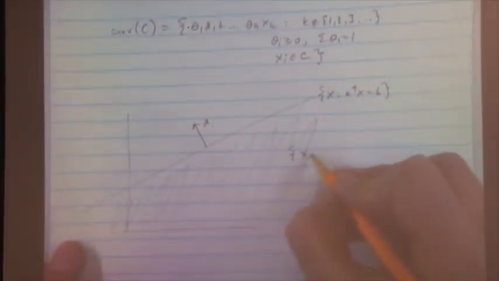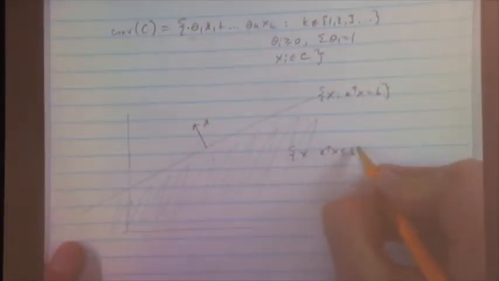And then down here, this is the half space, the set of all x for which A transpose x is less than or equal to b. Okay, so all of this stuff should be familiar. We're just de-rusting in case you've forgotten.